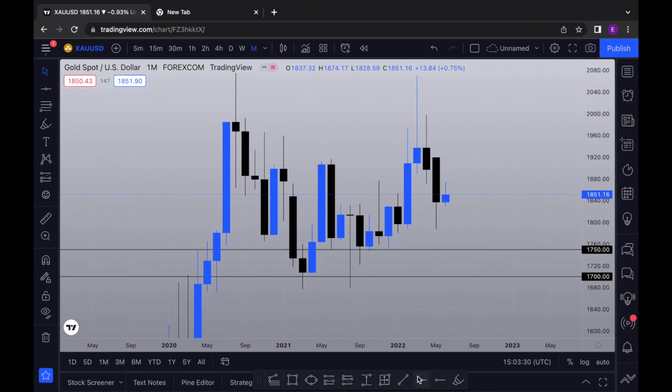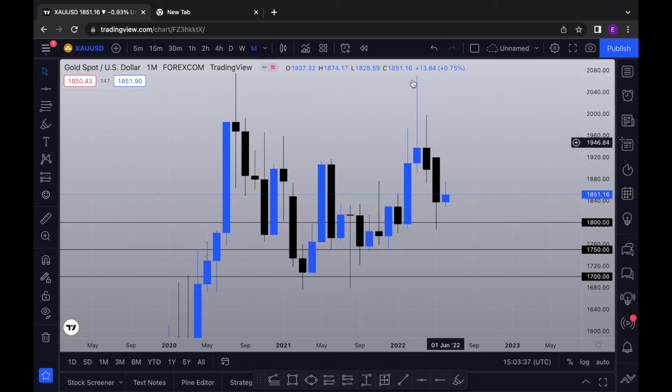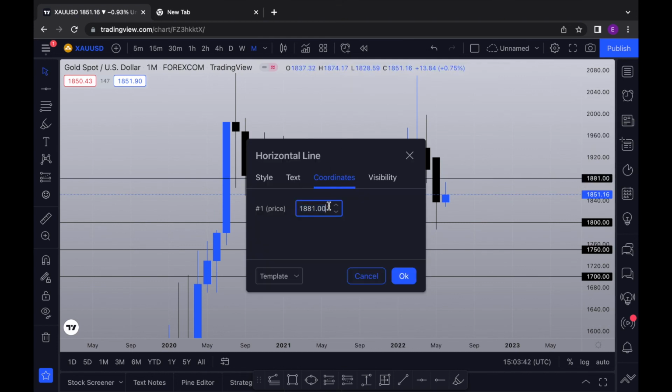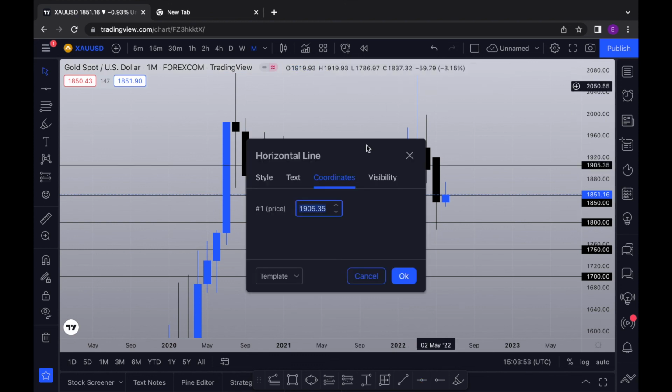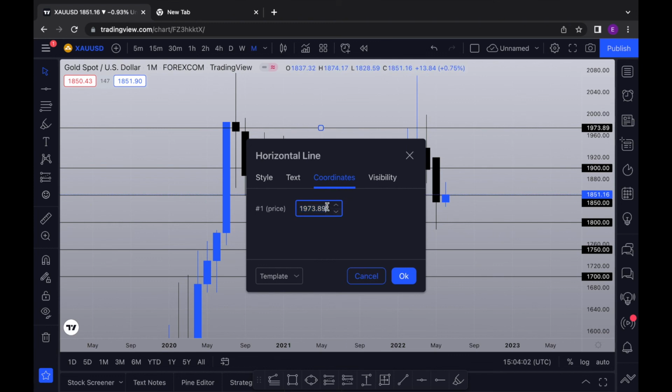Then the next psychological level, 1800. Just like that, you can mark it out easily. Then the next one, 1850, until you get to where the market is currently at. Then we'll have another one at 1900. Then the last one, 1950.